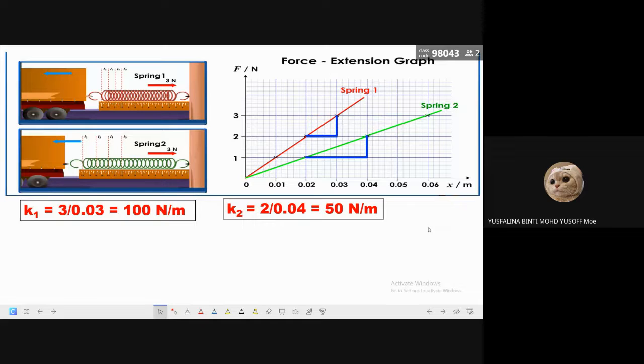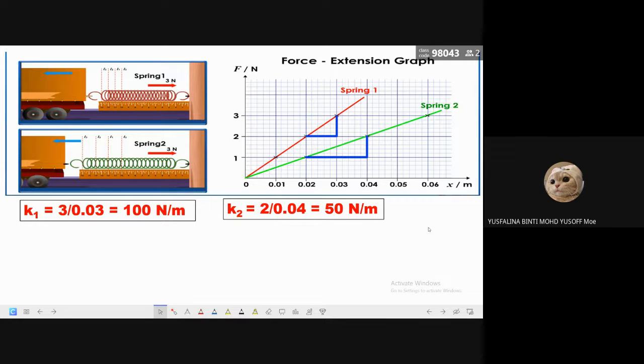If you want to compare, the gradient of spring 1 is bigger than spring 2, and we already know the gradient equals the spring constant. So the spring constant for spring 1 is bigger because the gradient is bigger compared to spring 2. When the gradient is bigger, it means it's stiffer than spring 2.